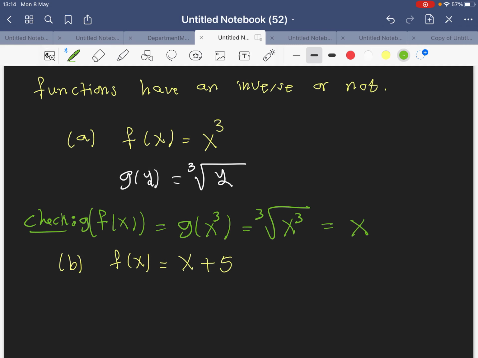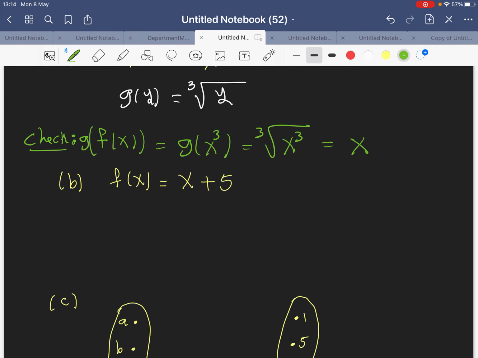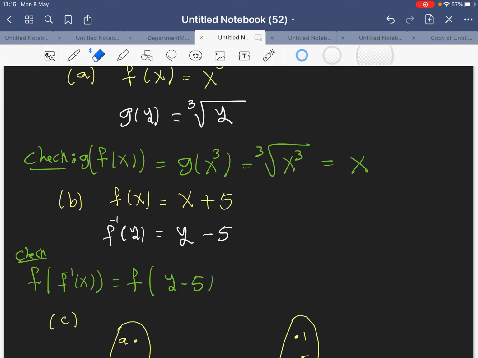Of course, we can check it from the other direction by starting with f, and inside f we have g of y. And that's what I will do in the second question here. So what is f inverse? If I have x plus 5 and I want x to survive, this means I take whatever is there and subtract 5. Now let me check what happens if I start with f and then inside it f inverse. So check. This means f, and here we have y minus 5.